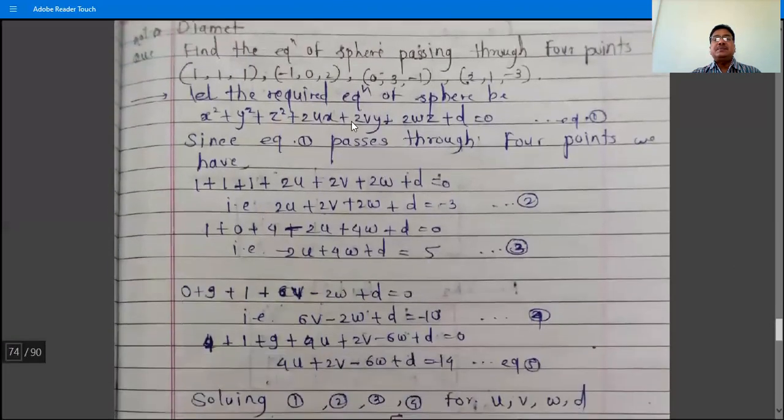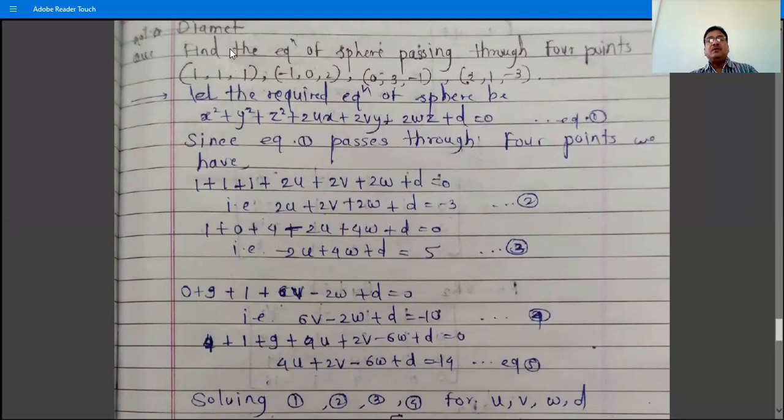Then the next example is to find the equation of the sphere passing through four points. The four points given are (1, 1, 1), (−1, 0, 2), (0, 3, −1), and (2, 1, −3). We have to find the equation of the sphere passing through these four points. Let the required equation of the sphere be x² + y² + z² + 2ux + 2vy + 2wz + d = 0, equation number 1. Since it passes through these four points, all these four points satisfy this equation.